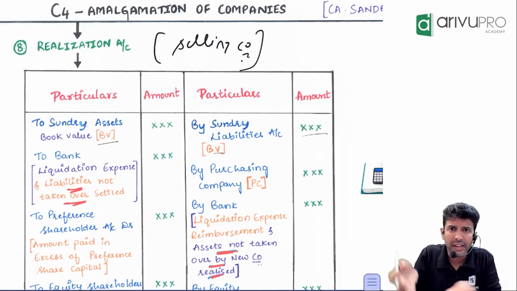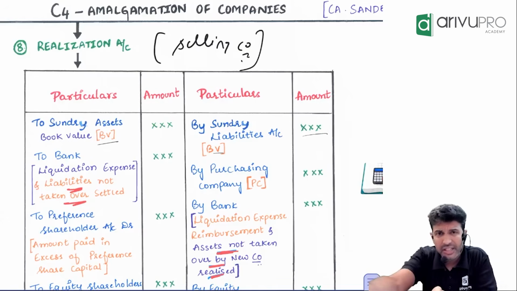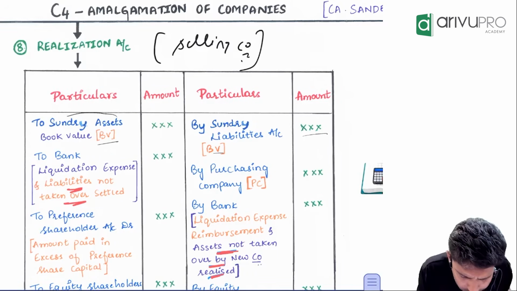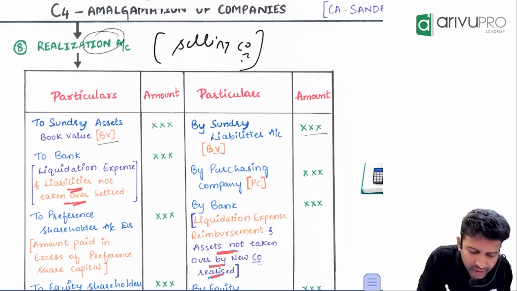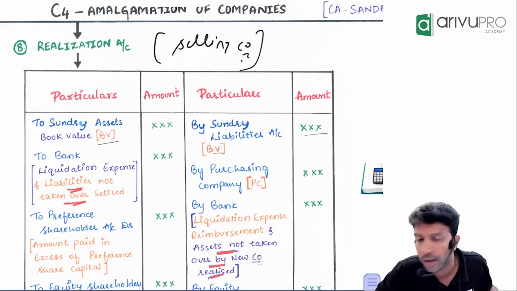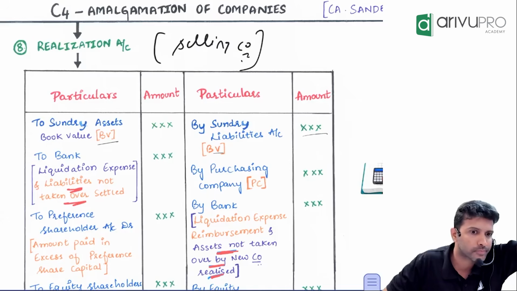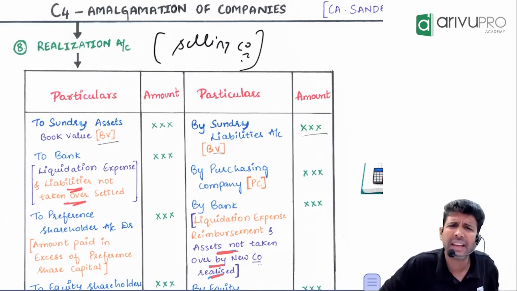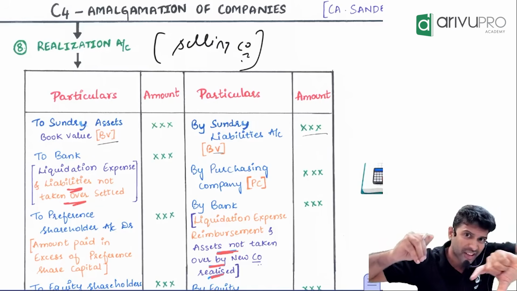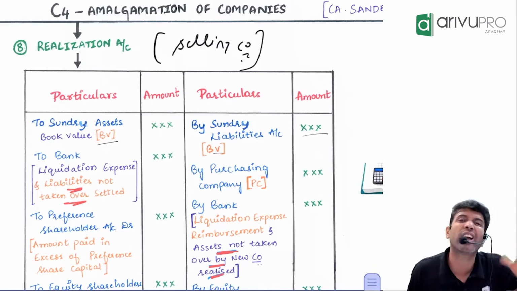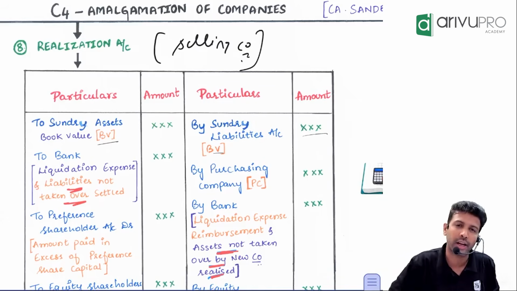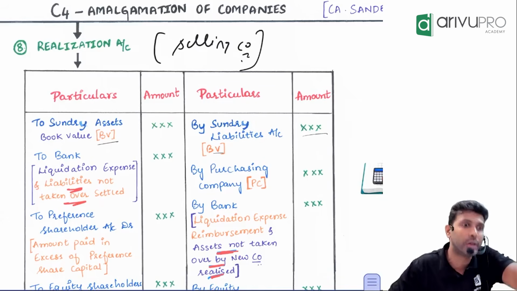Now, can the selling company keep that machinery's ledger open or closed? We already passed the entry, realization account debit to asset account, so that machinery ledger is closed. But physically that asset is present. Will the selling company keep it or sell it? Now they will sell it, because the purchasing company is not taking over that machinery. So for those assets which the purchasing company has not taken over, the selling company will sell them individually.